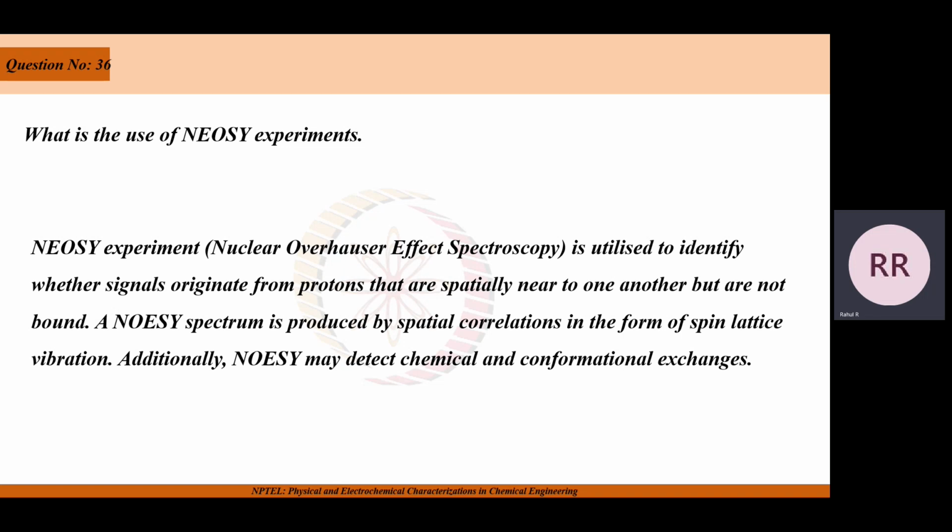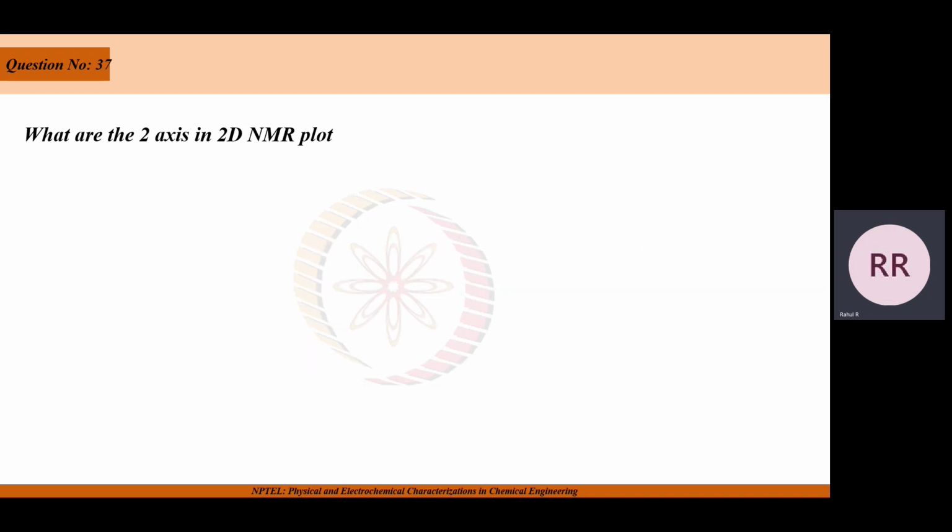These NOESY experiments are mainly used to identify whether a signal originates from protons that are spatially near to one another but are not bonded. So if we have two protons, we can get an idea about whether they are bonded or just spatially separated from each other through this NOESY experiment. The NOESY spectrum is produced by spatial correlations in the form of spin-lattice relaxation. Additionally, NOESY may detect chemical and conformational exchanges. So these are the basic uses of NOESY experiments.